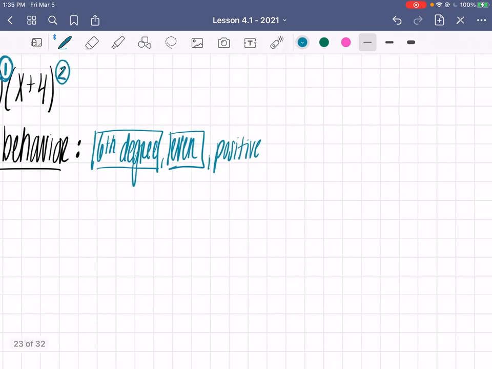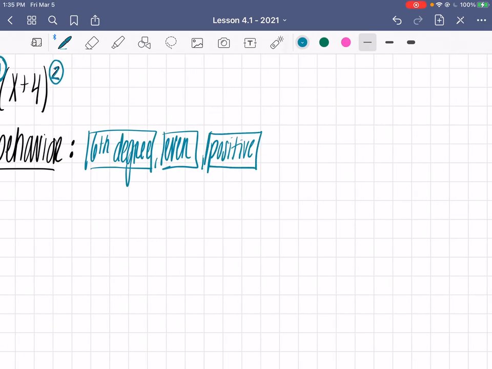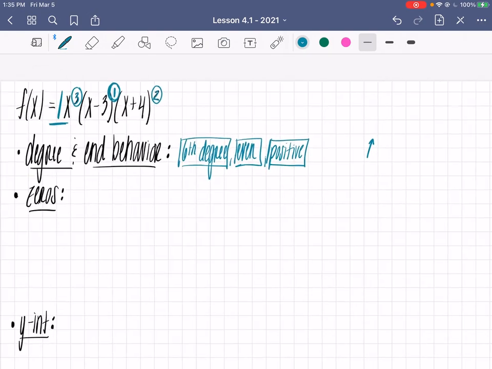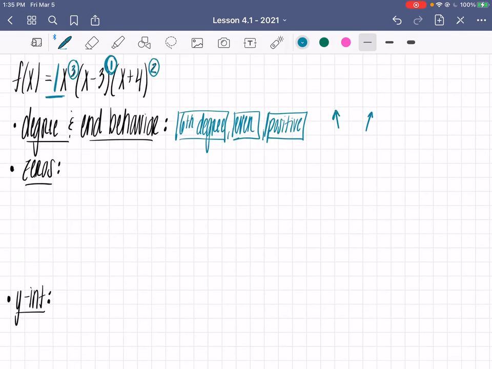So using this information, because I know it's positive, the right side of the function is going to point up. Even, meaning the left side is also going to rise or point up. Okay, then the zeros, I set f of x equal to 0.